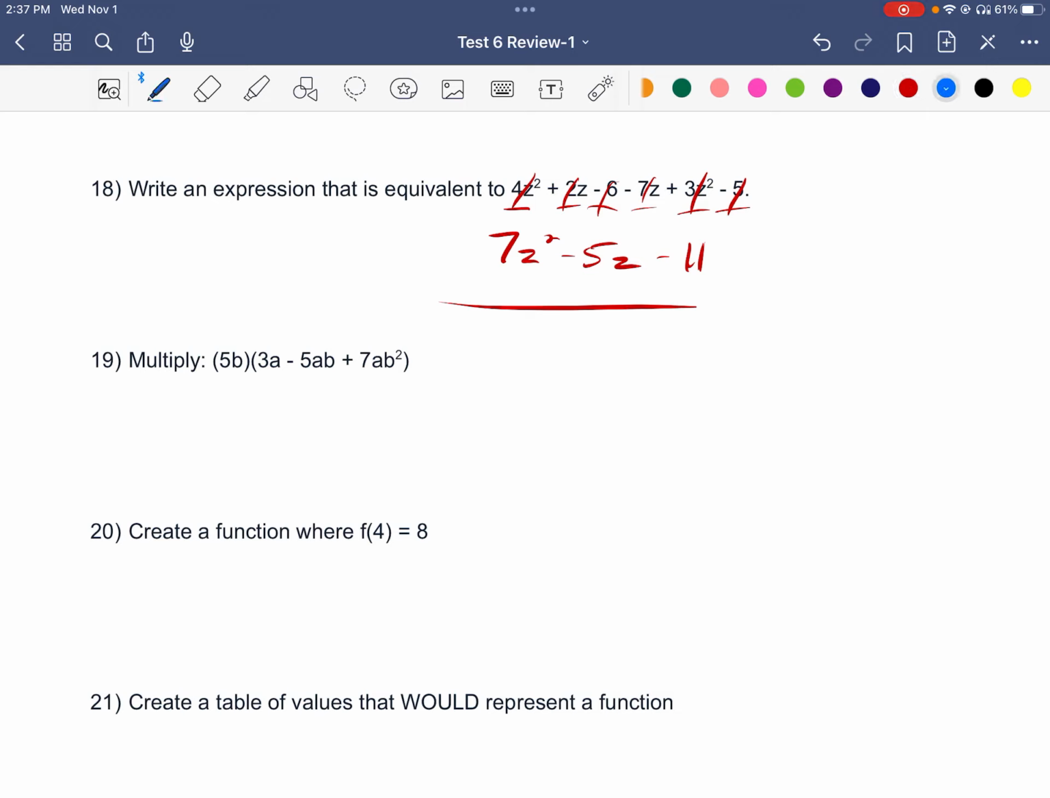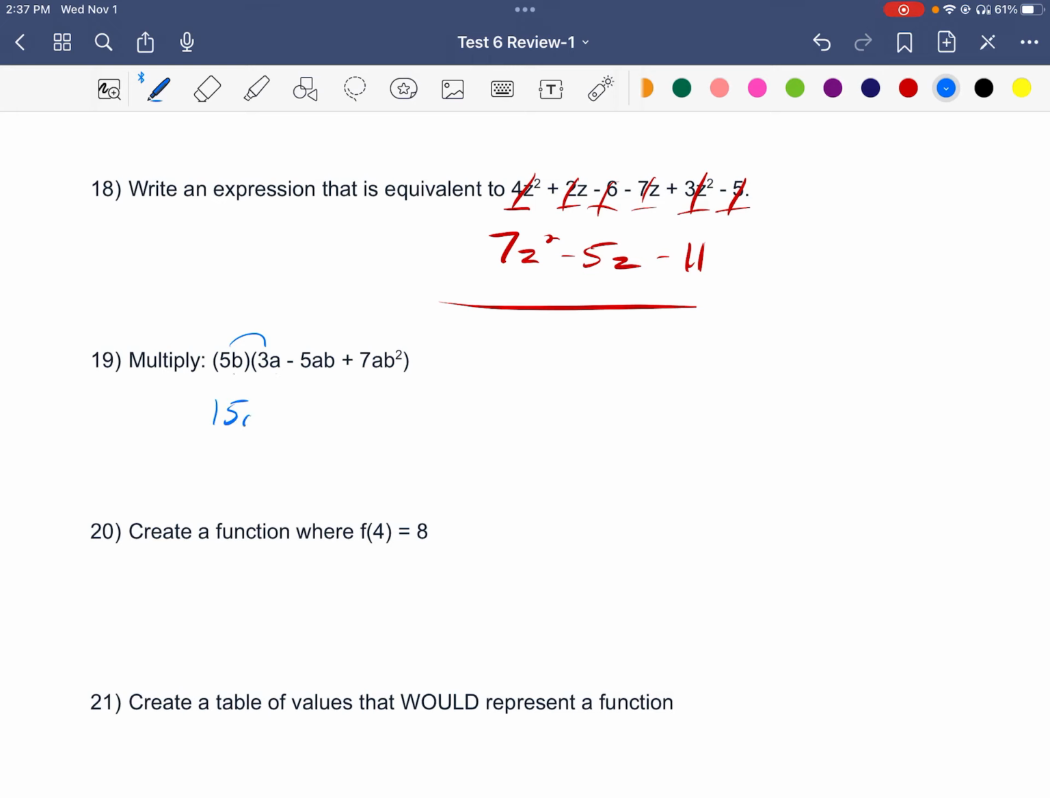19, multiply that. So we have a monomial, just a single term, times a trinomial. With this, you could just distribute it. If you want to use the box method, you could. You just have a 1 by 3. But I'm just going to distribute it and multiply the coefficients. So 5 times 3 is 15. B times A, it's just A times B. I would leave it in alphabetical order like that.